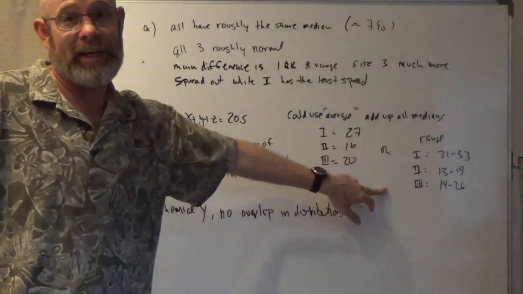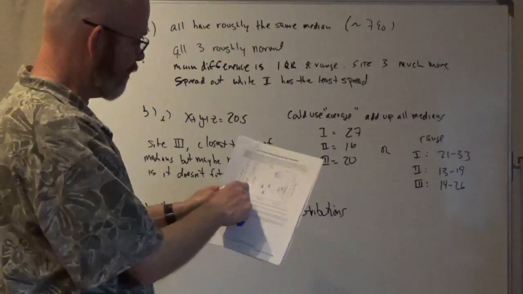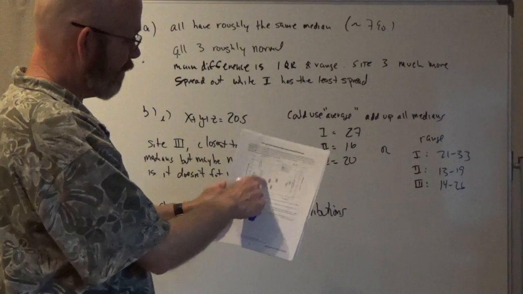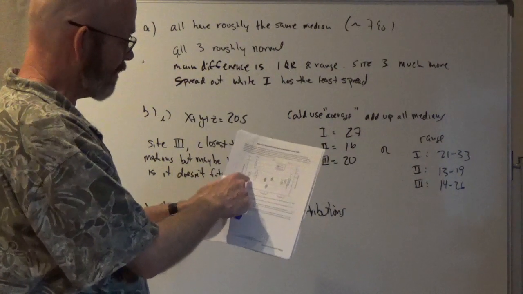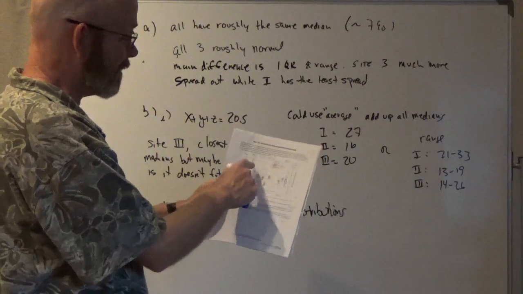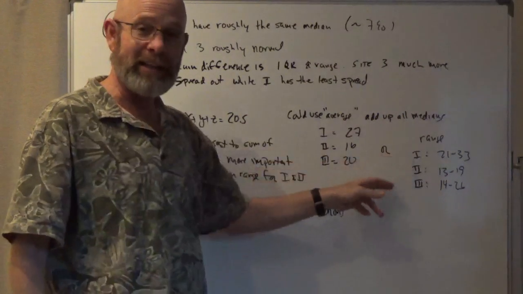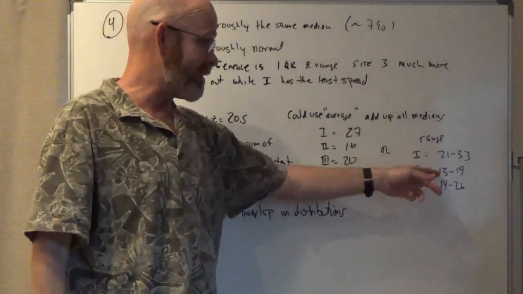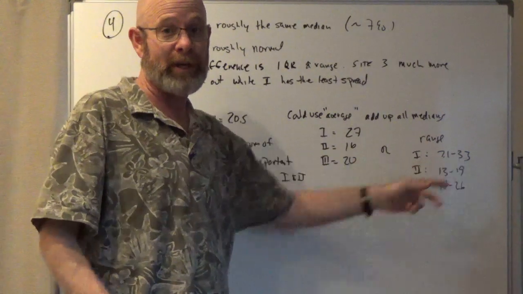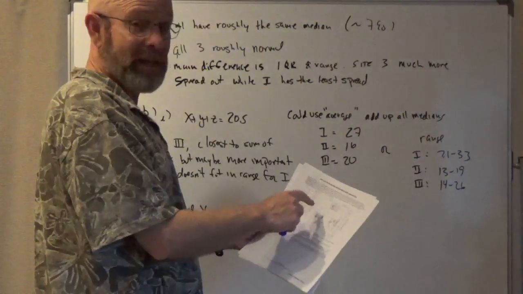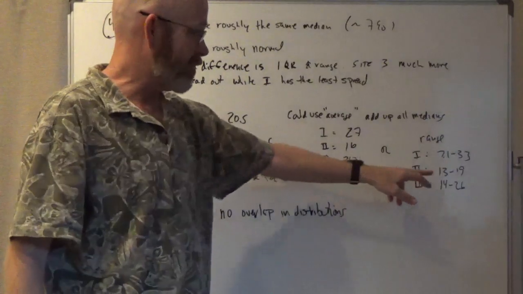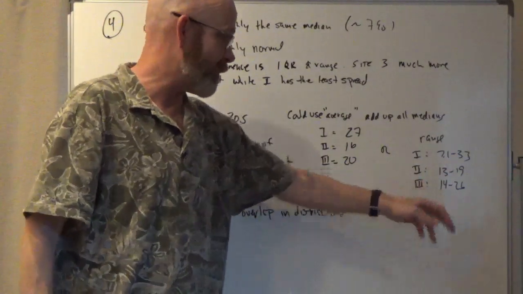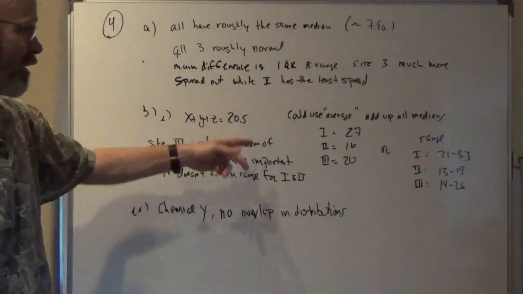This is a much better gauge. If you take the smallest value for X, Y, and Z on all 3 and add up the smallest and then add up the biggest, you can get the ranges, right? So in site 1, it's got to be somewhere between 21 and 33. Site 2 is between 13 and 19, and site 3 it's between 14 and 26. So it's 20.5.